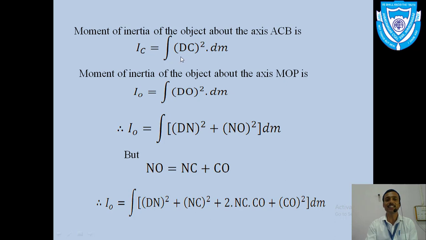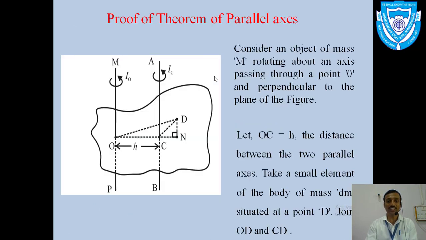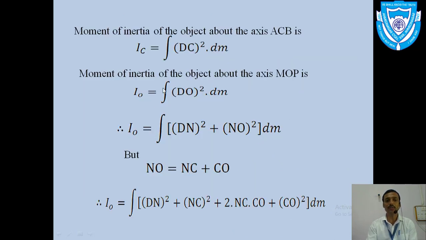So here IC is integration of CD square dm, or here DC square, फक्त लेटर उलटे घेतलेले आहेत. मी CD म्हणतो इथे DC आहे. DC square dm. Similarly, moment of inertia of the object about an axis MOP. बघा MOP जर घेतला मी, तर या ऍक्सिस पासून डिस्टन्स किती आहे, OD. सो IO काय घेताय तर पॉइंट O मधनं आहे म्हणून IO घेताय. So IO is equal to the square of the distance, that is OD or DO square, into dm. बघा IO is equal to integration DO square dm.